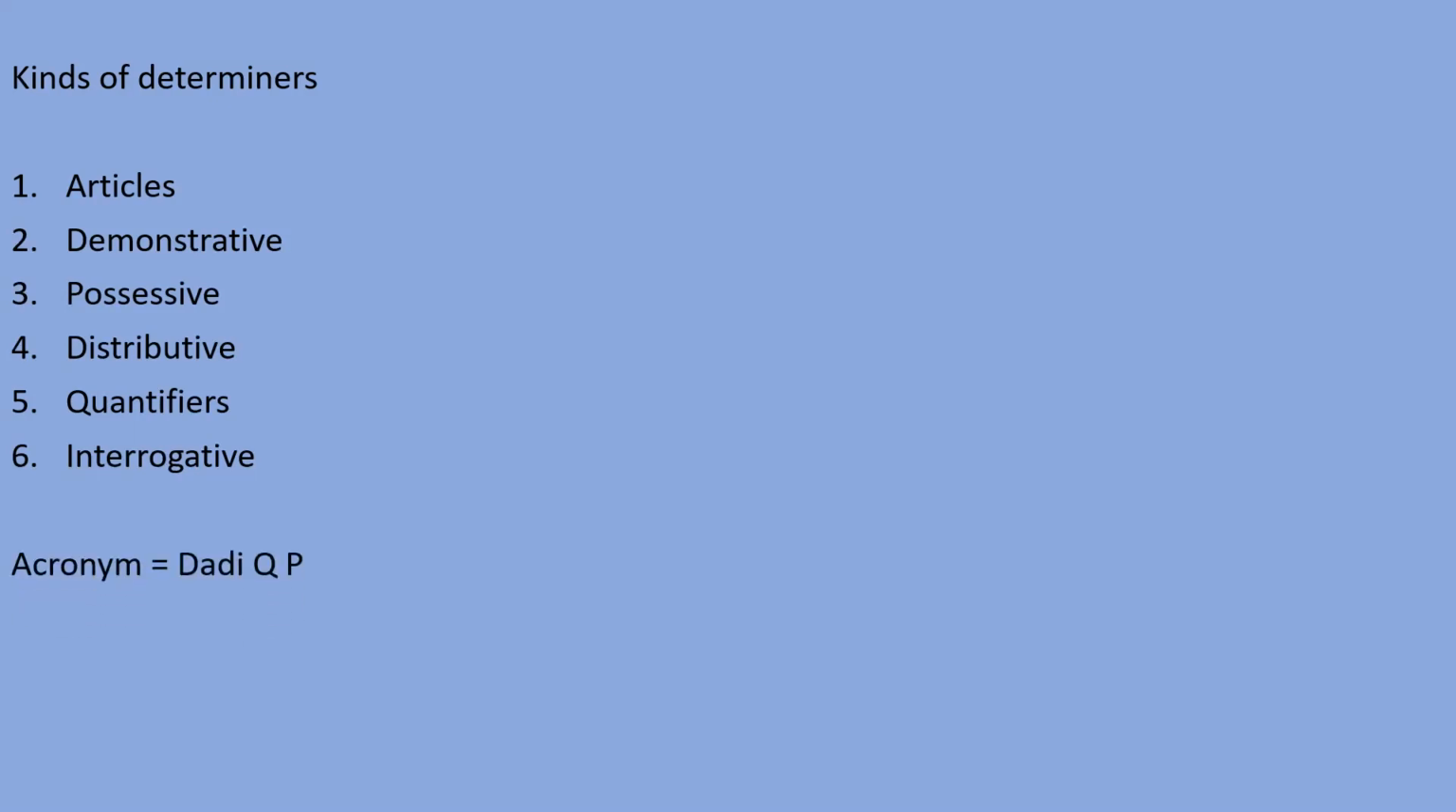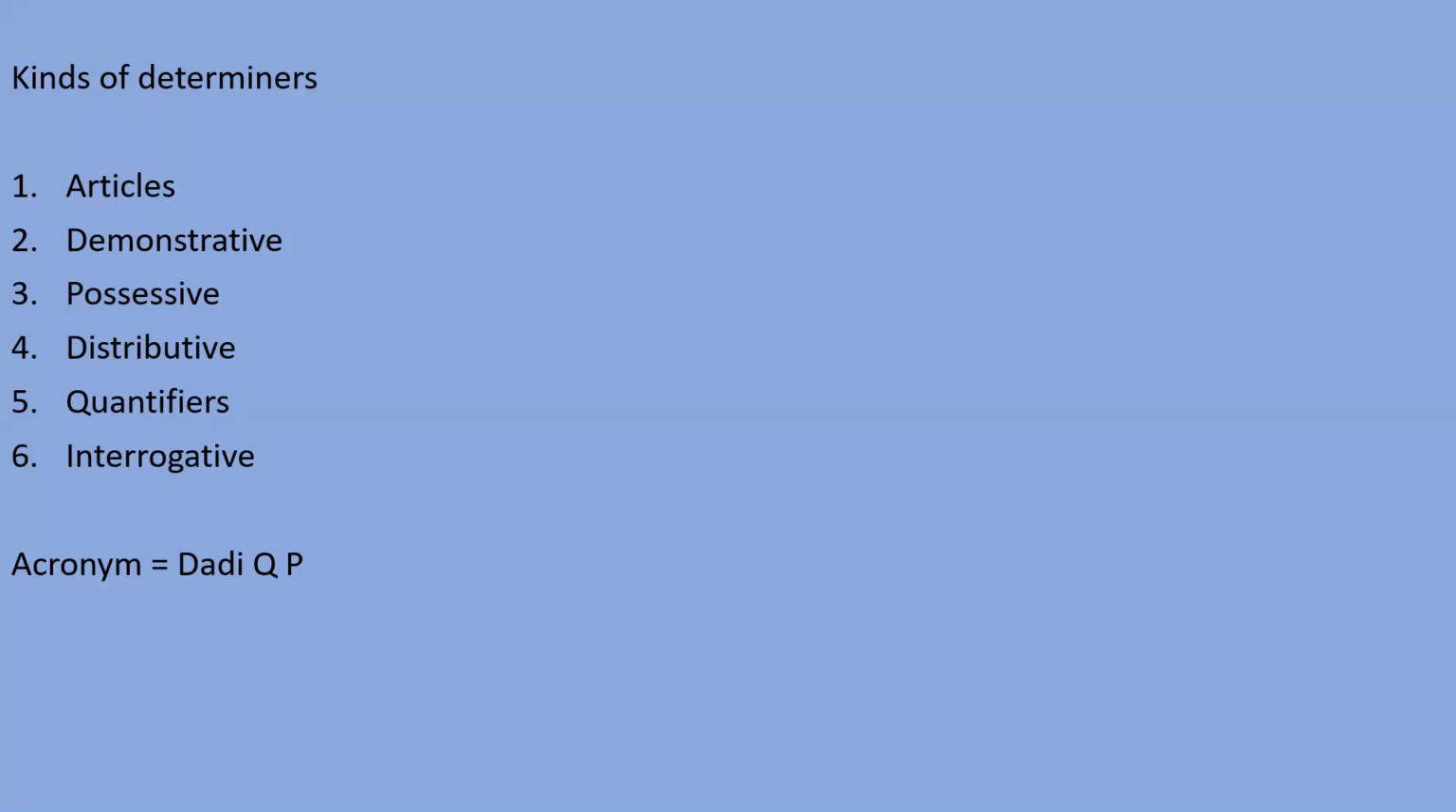Secondly, dear students, we can learn all these types of determiners with the help of an acronym. The acronym is Dadi QP. Sometimes, like in Hindi, suppose your mom has made tea for you, and by mistake your grandmother, your dadi, takes that tea, and you say, dadi aapne meri chai kyun pi. So this is an acronym, with the help of which you can learn all the types of determiners. Dadi kyun pi, just these words you have to learn.